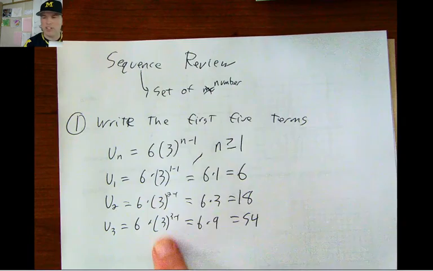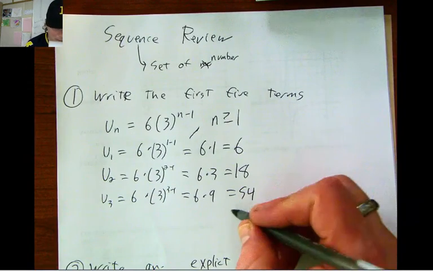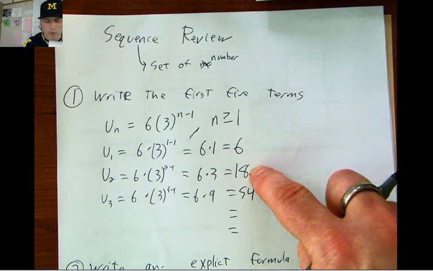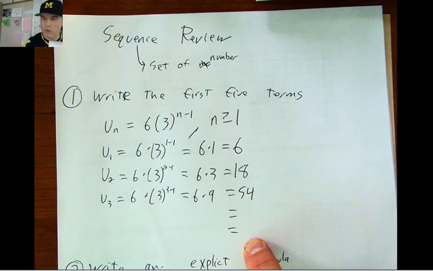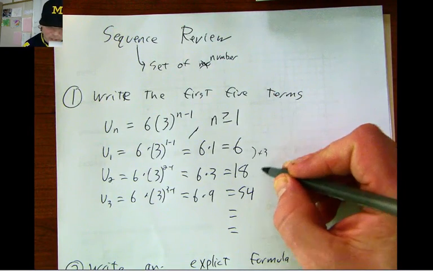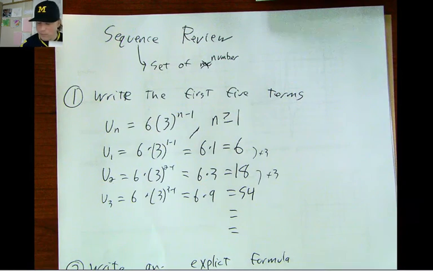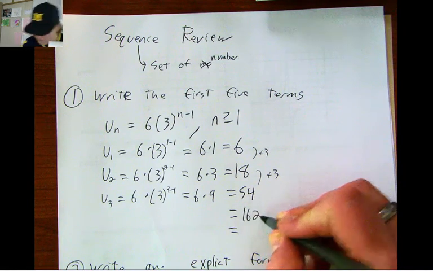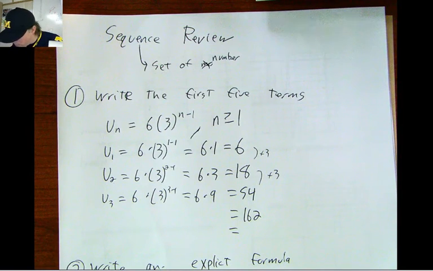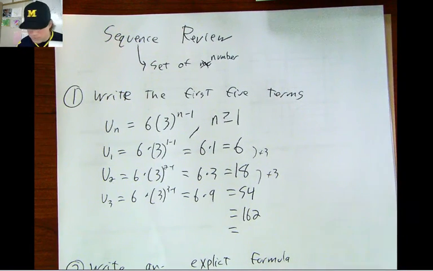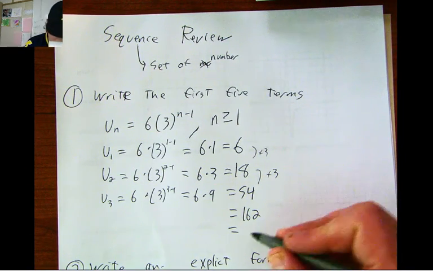Do you have to do all this work? No. Look for a pattern. What are we doing to get from number to number to number? Well, it sure looks like we keep multiplying by 3. And if you keep that pattern, 54 times 3 is 162, I think. I'm going to double check that. Yeah, it is. And then if I multiply that 162 times 3, oops, I did 162 times 162. 162 times 3 is 486.